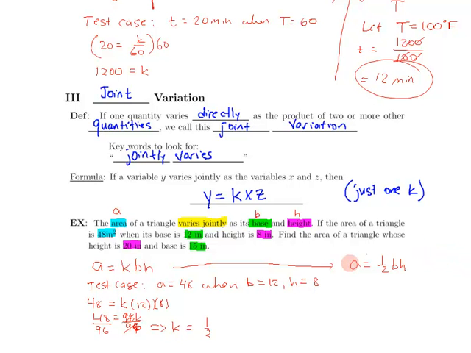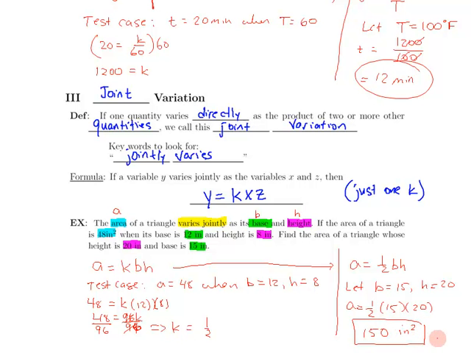Okay, all right, then let's answer the question. We're going to let B be 15 and H be 20. So A is 1/2 times 15 times 20. 1/2 of 20 is 10, so 10 times 15 is 150. So 150. The area units in this case are square inches. That's my area, all done by looking at just the variation between the variables in this problem.